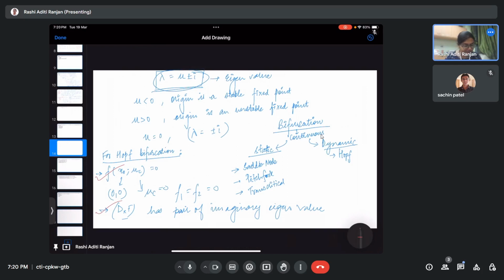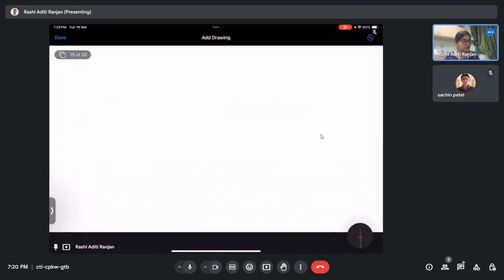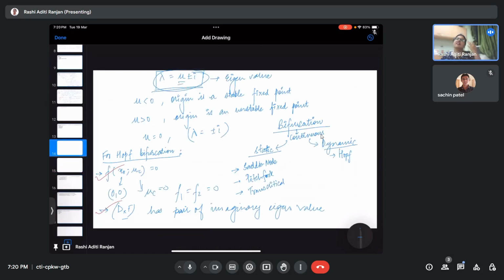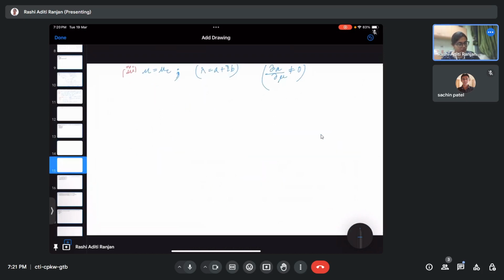Now comes the third condition. Third condition says that when mu equals mu c, if your eigenvalue is written as a plus ib, then your del a by del mu should not be equal to 0. That means the real part of the eigenvalue should not be equal to 0 if it is differentiated with respect to mu. My real part of the eigenvalue is mu itself. So if I differentiate mu with respect to mu, what do I get? 1, which is not equal to 0. Which means that my third condition is also satisfied.